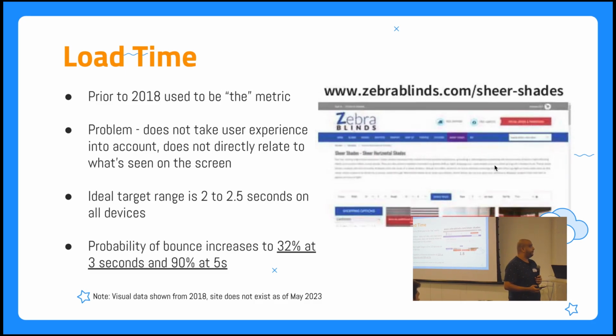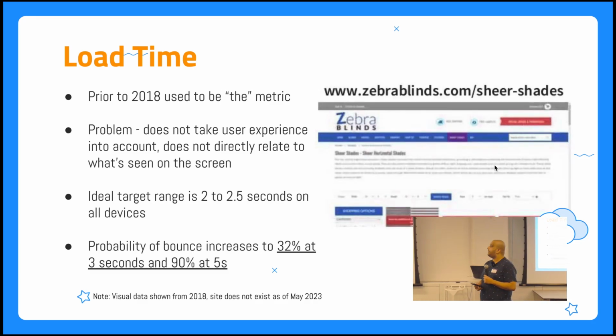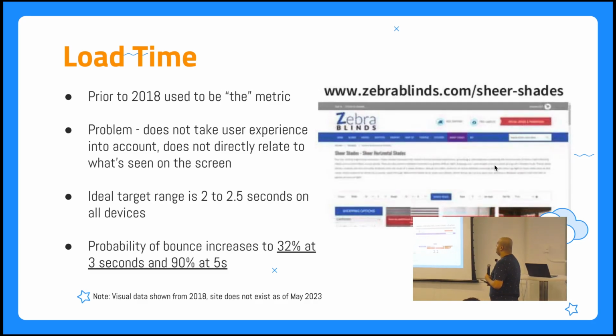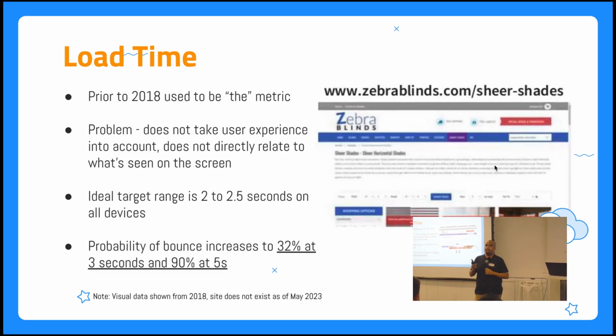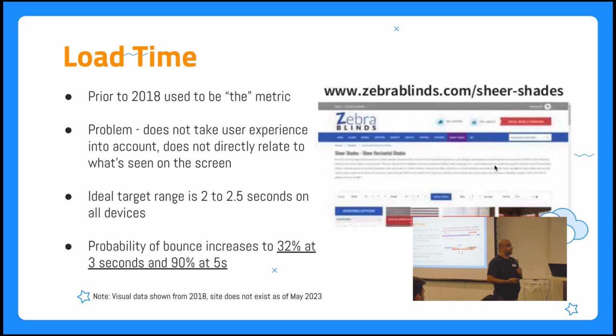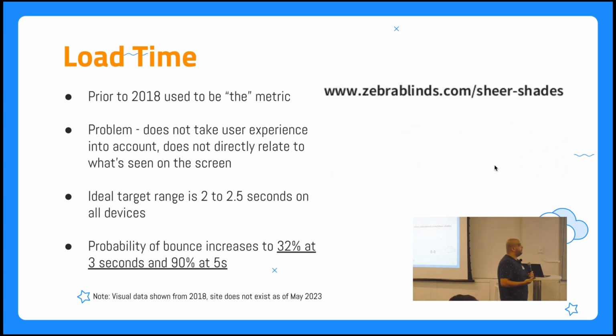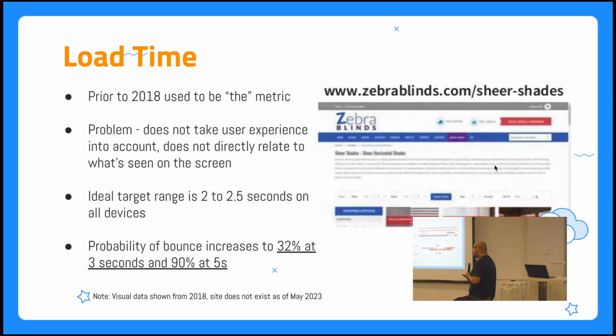Let's start with load time. Prior to 2018, this used to be the metric that defined performance for a website. The problem with this is that it does not take the user experience between whatever time it is to load into account. And if you look at the GIF on the right side, arguably in low quality because it is from 2018, it shows you the problem. All the content is randomly moving about as things are loading in. The layout shifts, the font changes. It's an annoying experience for the user.